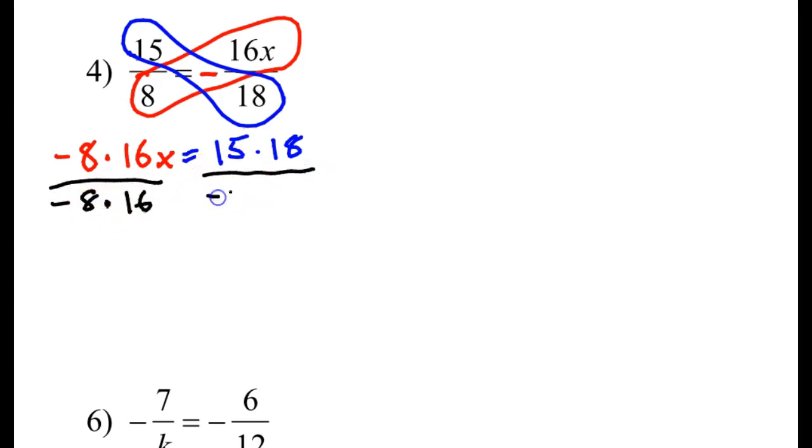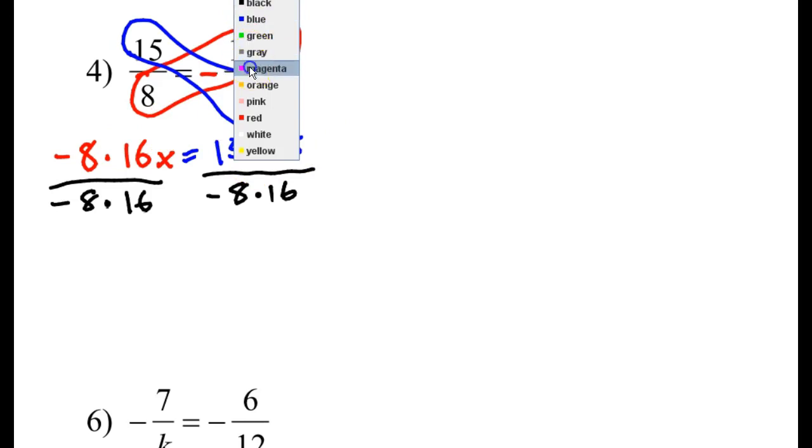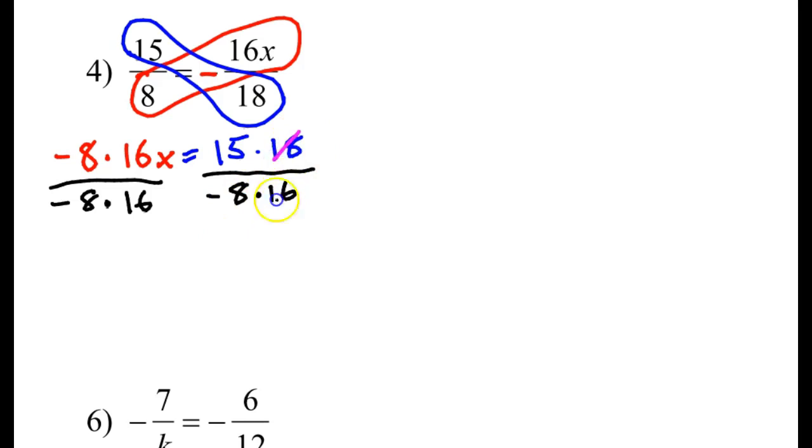And here's where it's nice, when you get to this side, these are a little bit easier to reduce. Instead of this big number, whatever 8 times 16 is, I can just try to reduce something that's already here, like 15 and 8, but that doesn't reduce. I could reduce 18 over 8 or 18 over 16. Both of these are divisible by 2. So 2 goes into 18 9 times, and 2 goes into 16 8 times.